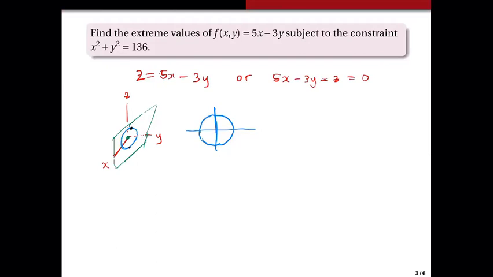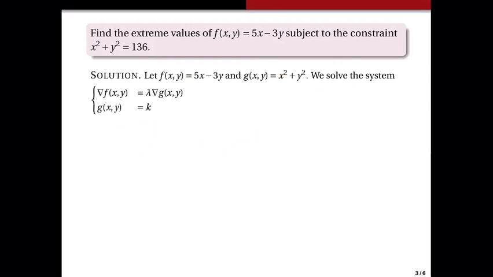So let's start. We have f of x comma y equals 5x minus 3y, and g of x, y we let it be the function x squared plus y squared. And then we solve the system: gradient of f equals lambda gradient of g, and g of x comma y equals k.